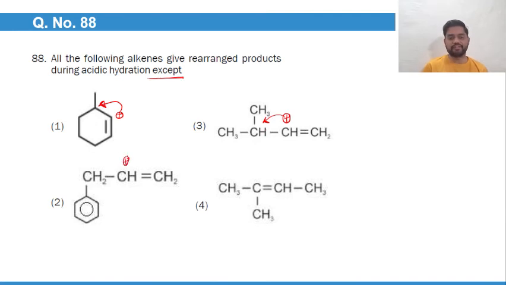A carbocation is formed which can rearrange to a benzyl carbocation. A carbocation is formed which cannot be rearranged because it is already 3 degree and highly stable. So this is not the right answer. Option number 4 will be the right answer.